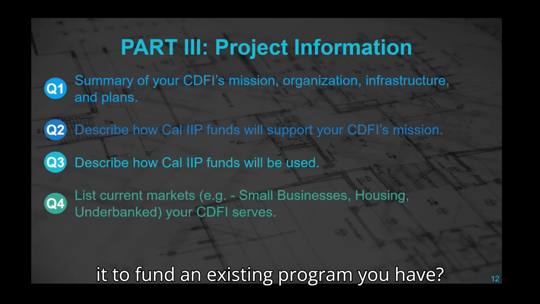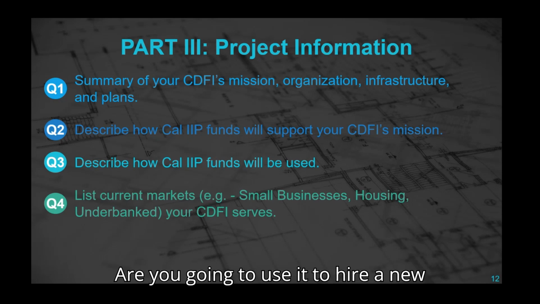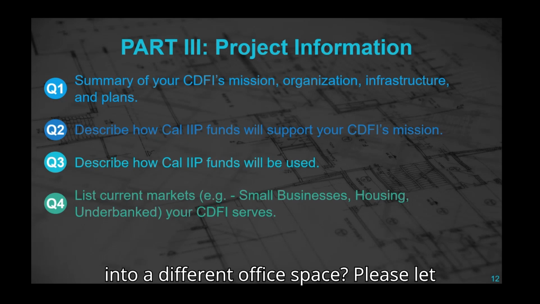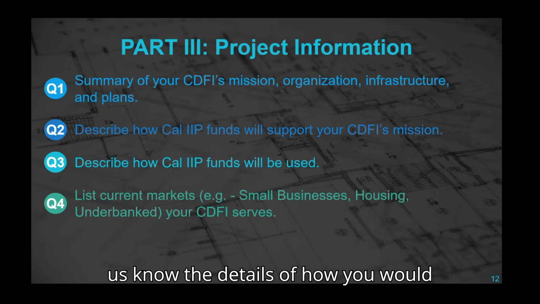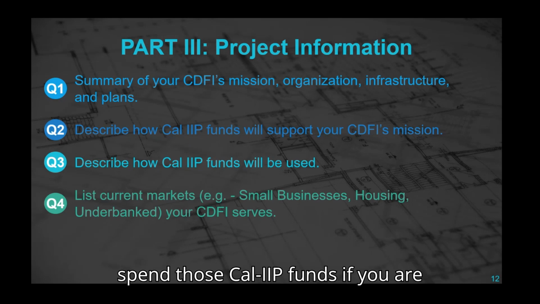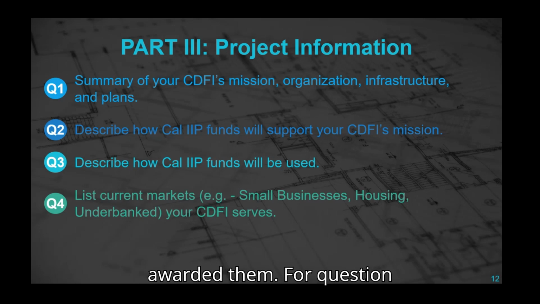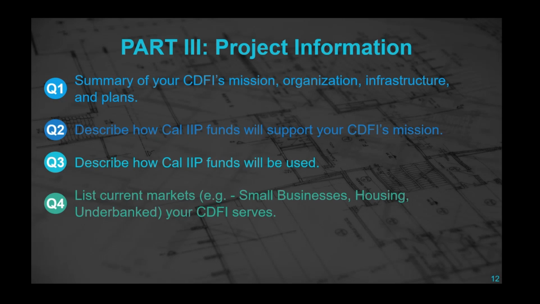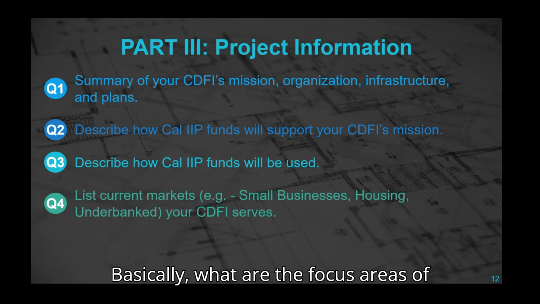Are you going to use it to fund an existing program you have? Are you going to use it to hire a new employee? Are you going to use it to move into a different office space? Please let us know the details of how you would spend those CalIP funds if you are awarded them. For question 4, we're going to ask you to list the current markets your CDFI serves. What we mean by current markets are small businesses, housing, underbanked, childcare, education, community development, nonprofit lending, etc. Basically, what are the focus areas of your CDFI?